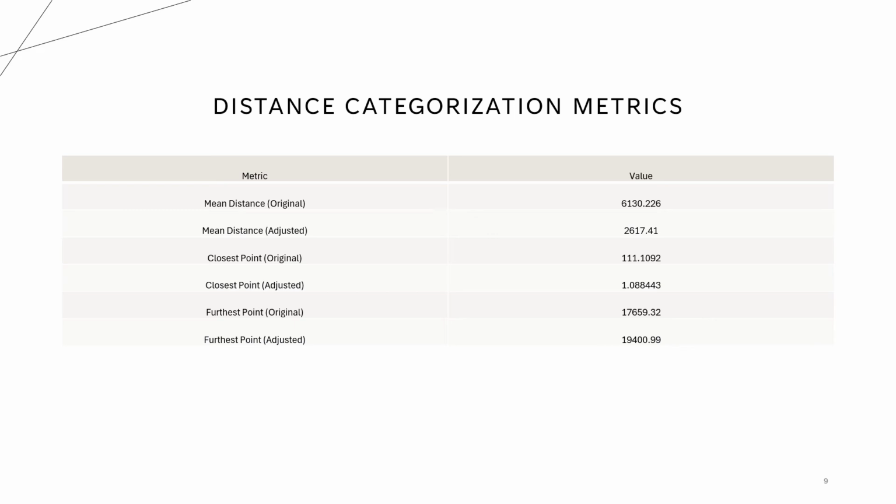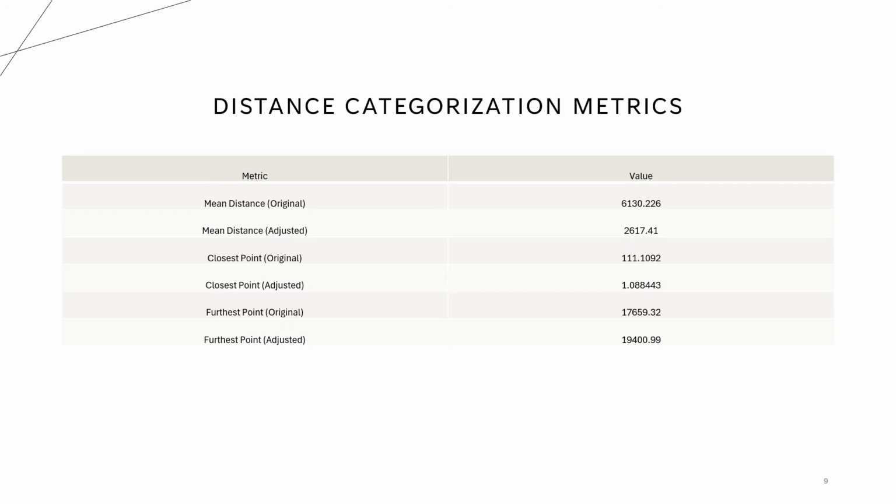And then the closest point, this is very interesting. The closest point for the original model is 111 kilometers, which is excellent. But if you look at the closest point for adjusted, it's only 1 kilometer. So that's very, very accurate. I was very happy to see that.